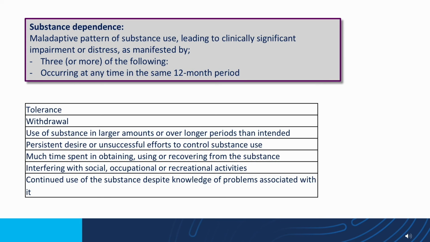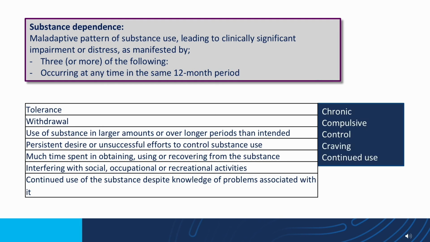And they talk a lot about it. There's a focus on getting that chemical, and it interferes with their life. They know about it, but they continue to use it. I call it the 5 C's. So it's chronic, it's compulsive, there's controlling, there's craving, and there's continued use. Substance dependence.